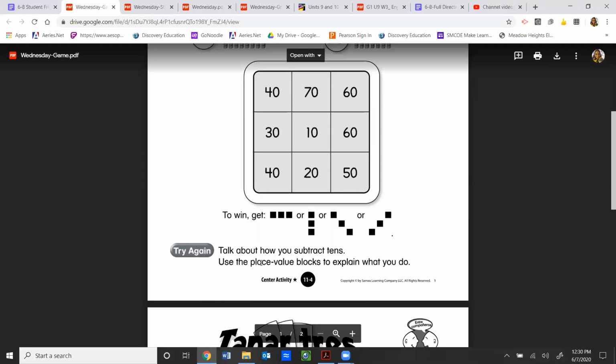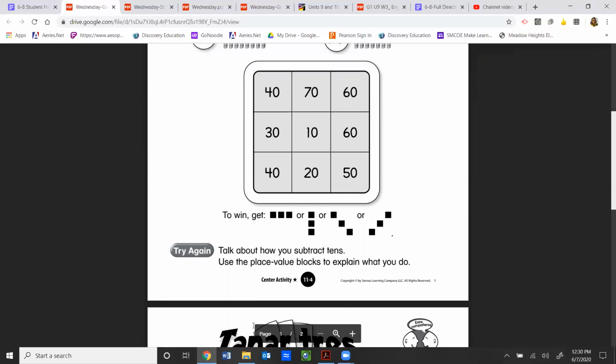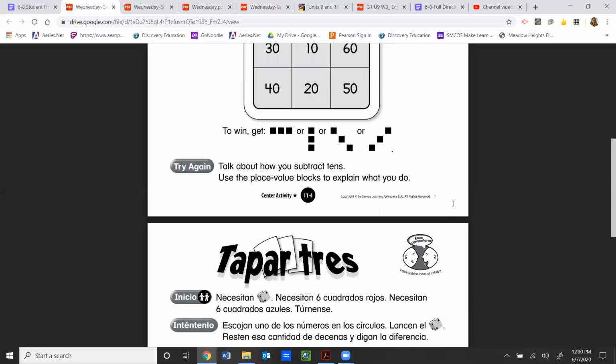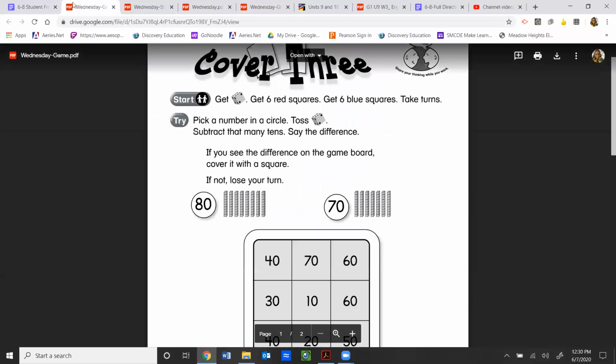For try again, it says talk about how you subtract 10s and then use the place value blocks to explain what you did. For that, you probably don't have place value blocks at home, so you might just draw pictures. So a stick for 10s and then just a little dot or a small square for 1s. Here's the game in Spanish.